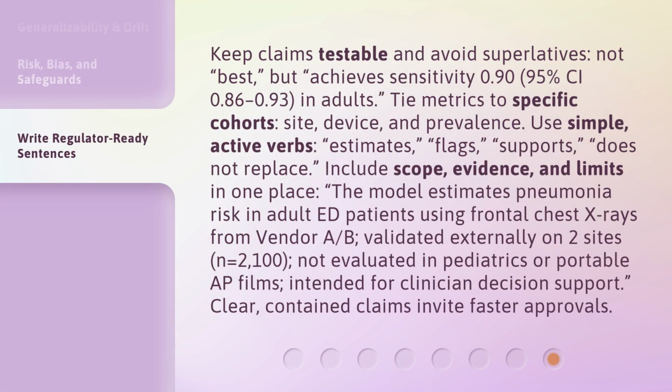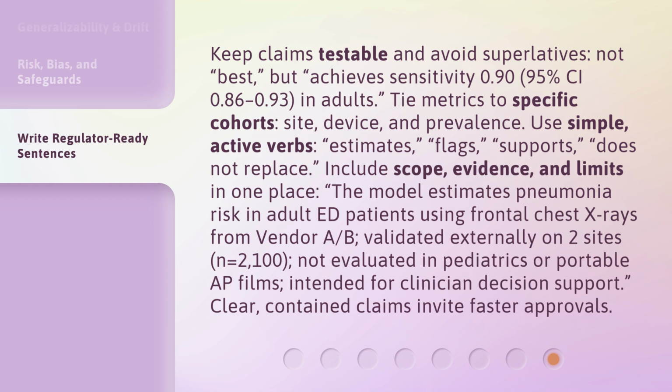Keep claims testable and avoid superlatives. Not best, but achieve sensitivity 0.90, 95% CI 0.86 to 0.93 in adults. Tie metrics to specific cohorts, site, device, and prevalence. Use simple, active verbs: estimates, flags, supports, does not replace. Include scope, evidence, and limits in one place.